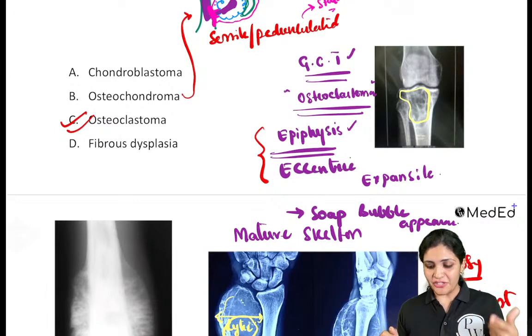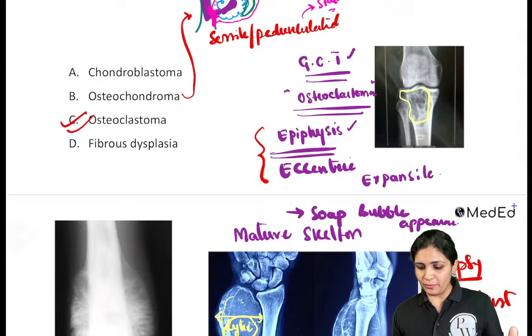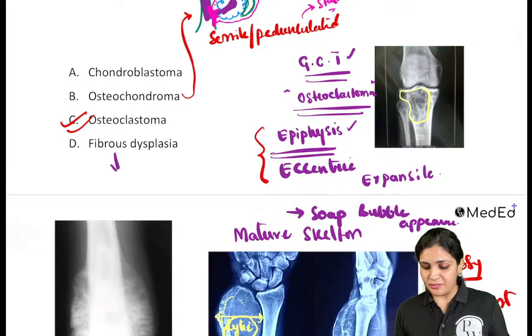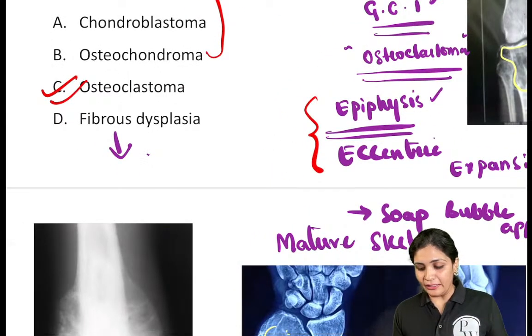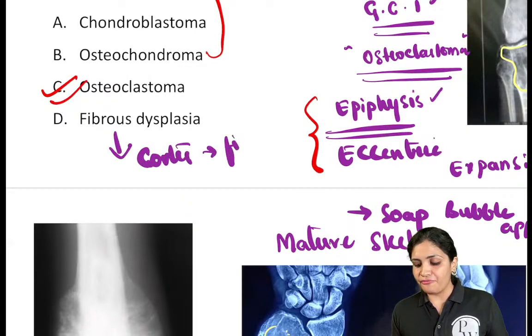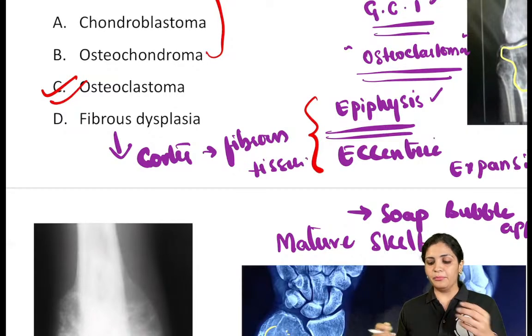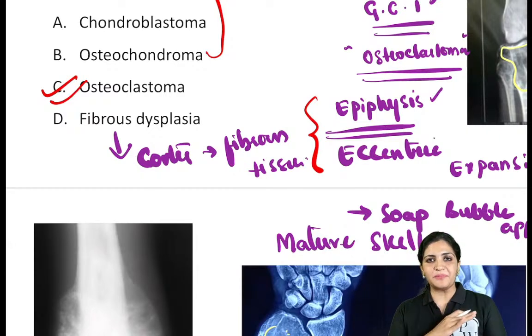So we have completed chondroblastoma and osteochondroma, and now we are going to fibrous dysplasia. What is fibrous dysplasia? It is a condition where the cortex or the bone is completely replaced by fibrous tissue. So whatever the bone is, it is replaced by the fibrous tissue.